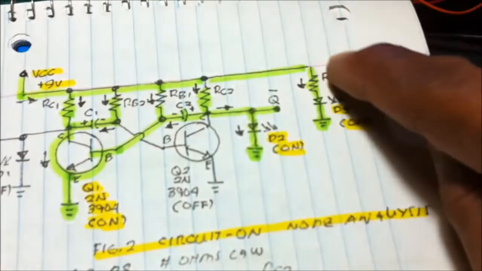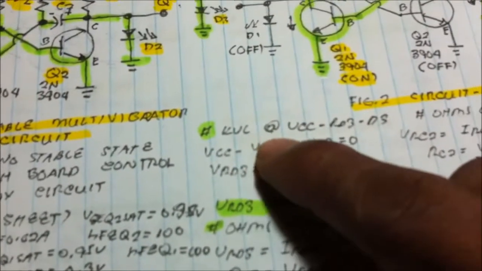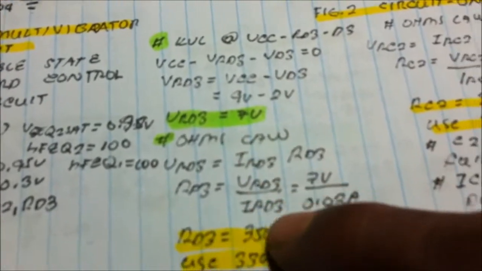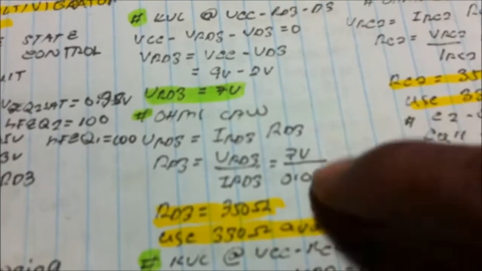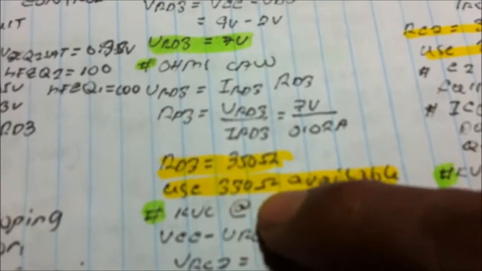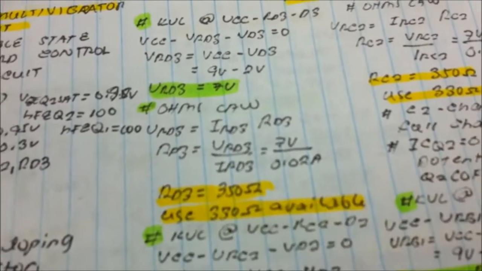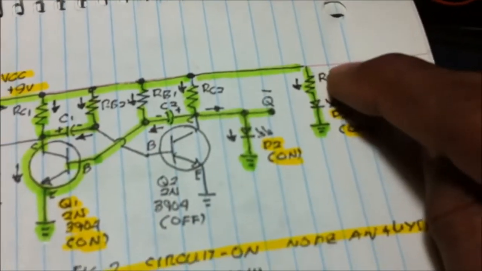We get to solve for the value of RD3 by taking the KVL: VCC, RD3, D3. We get 7 volts, 9 volts. Using Ohm's law, we know the voltage rating and the current rating. This one is 2, this one is in amperes. So we got 330 ohms, my available resistor. That is the available resistor in the market. So we now got the value of the resistor here using KVL.